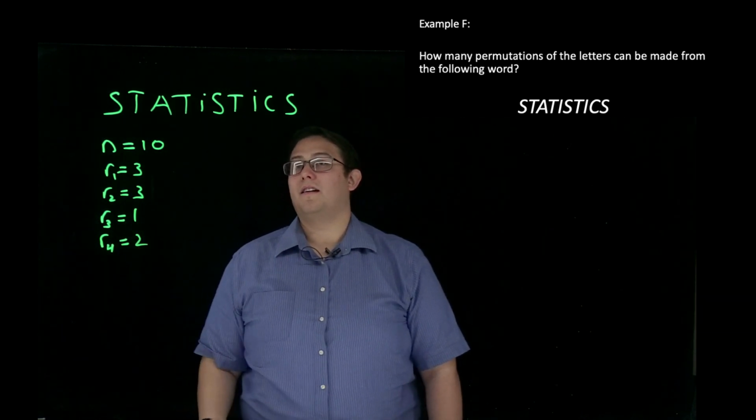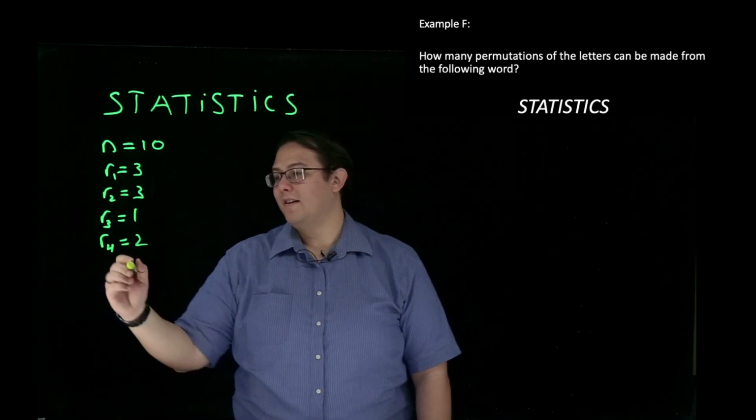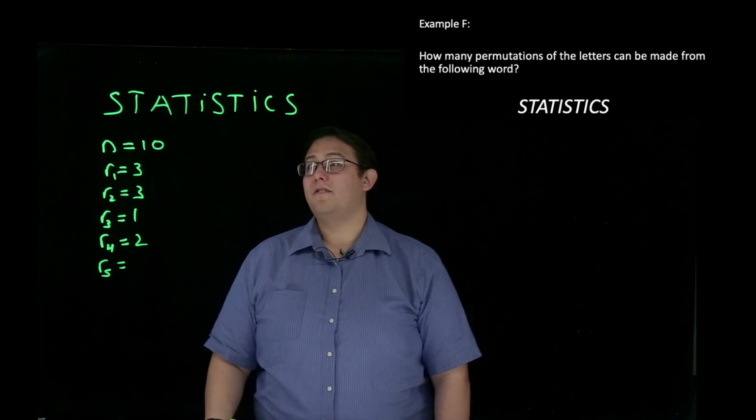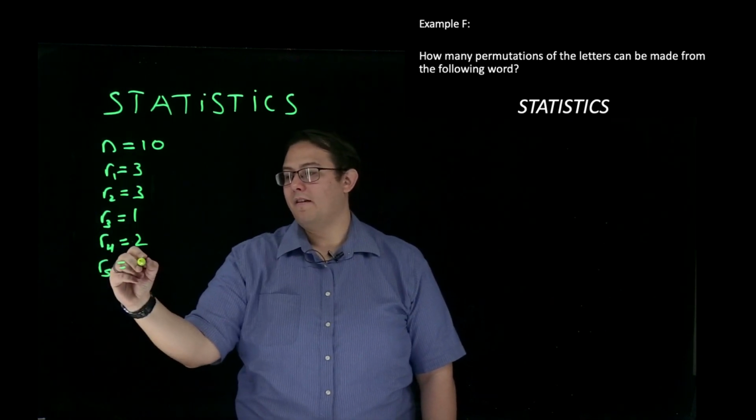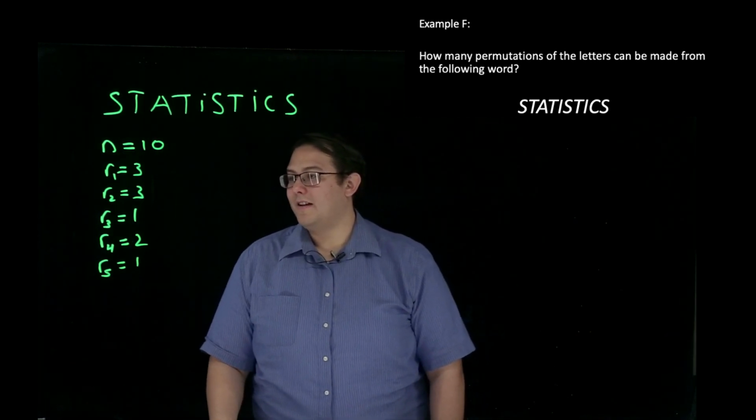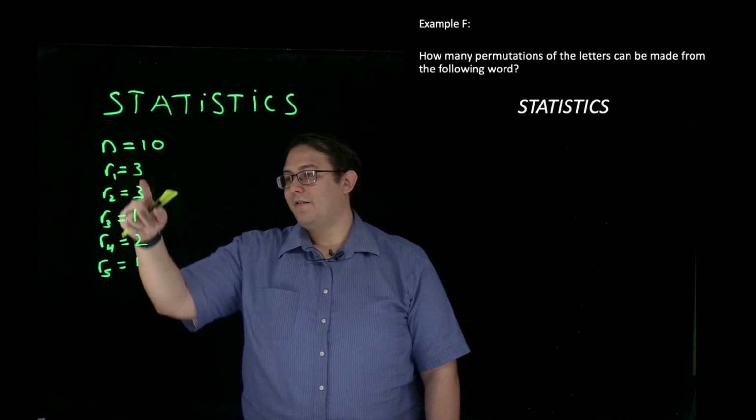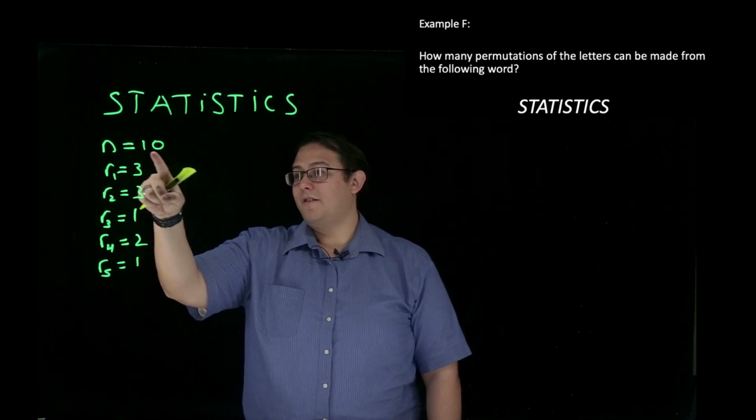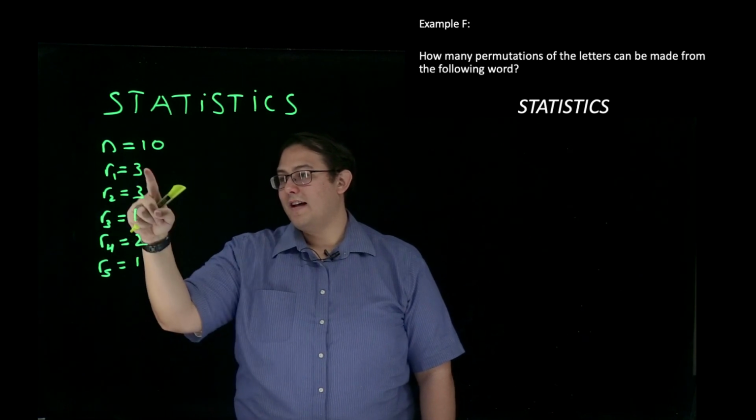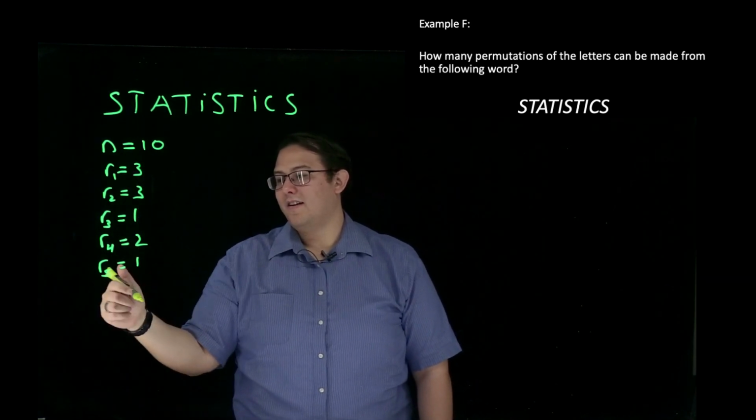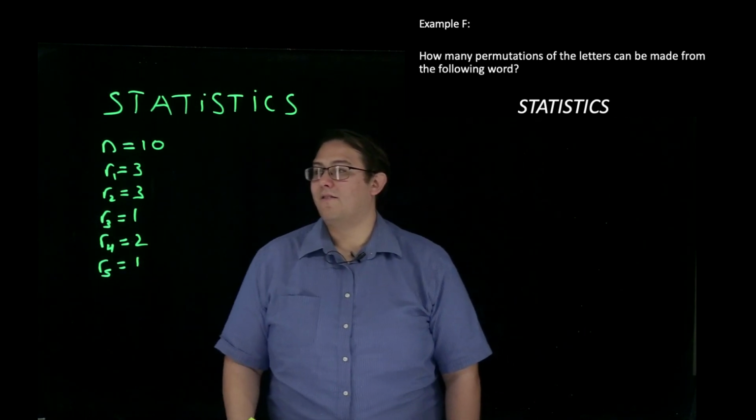Let's see. Did I get all the letters? I need C. So R5 is going to be the number of times C repeats. There's only one C. And we get this here. And a good way to check to make sure you got all the repetitions is if you add up all these numbers, you should get your n. So if I add 3 plus 3, that's 6, 7, 8, 9, 10. So this is good. That means I got them all.